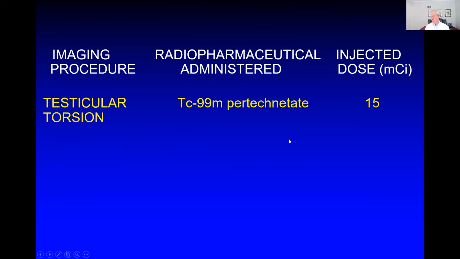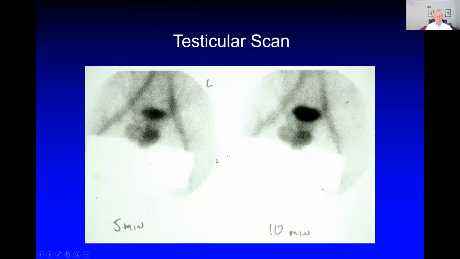Testicular torsion. I don't know if any of you have ever seen a torsion study before. This actually is a flow study. There is no uptake of pertechnetate in the testes. It's simply a flow study. And here's what it would look like. You'll note that you have a diagnosis 5 minutes after injection. Here is uptake in the urinary bladder. Here is a well-perfused testis. And here's one that's poorly perfused.